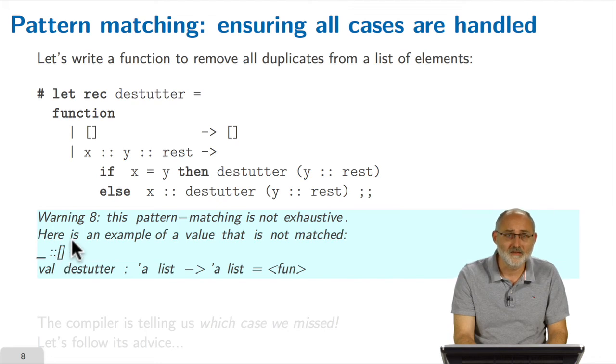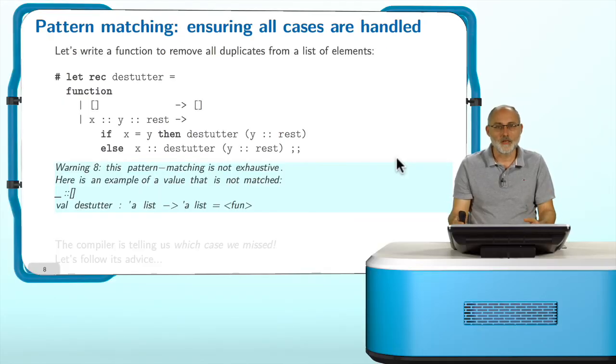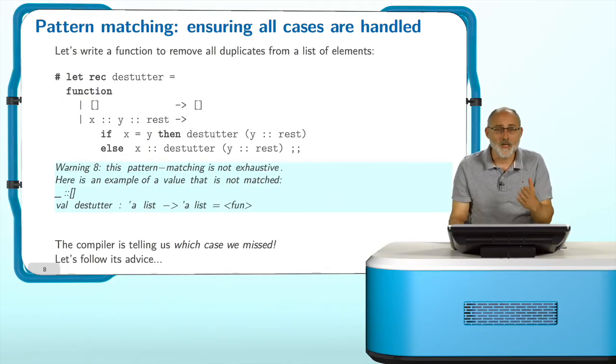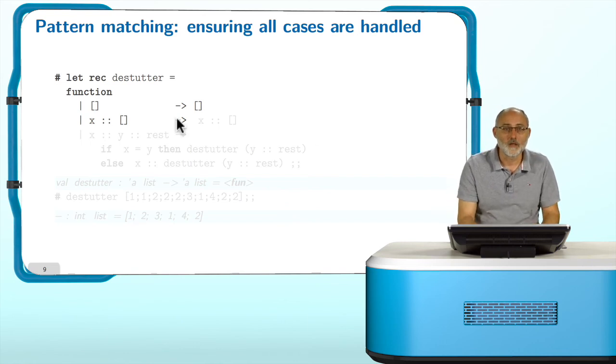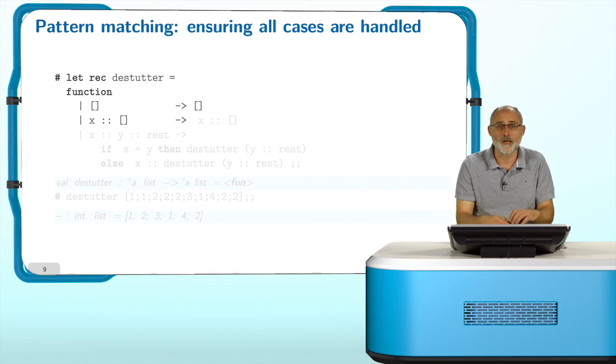Well, he's right. I have handled the case of an empty list, the case of a list that has at least two elements, but I forgot to say what happens if I have a list with just one element. So the compiler is telling us which case we missed, and we can follow its advice by completing the definition, adding the handling of that particular case. So let's do it again. For the empty list, I do nothing. For the list that has just one element, I need to say what happens. Well, if a list has just one element, there is no stuttering, so there is nothing to do. I return the same list as it is.